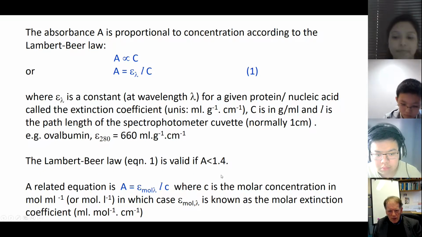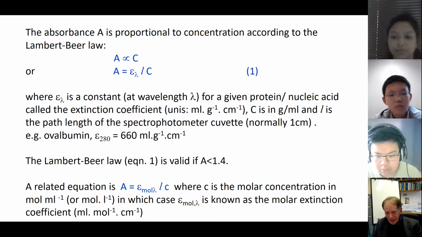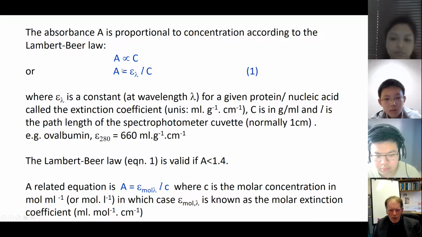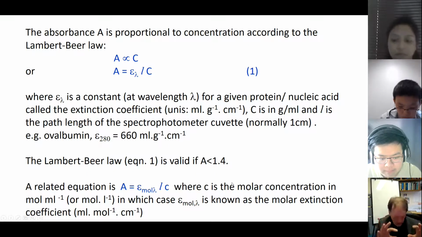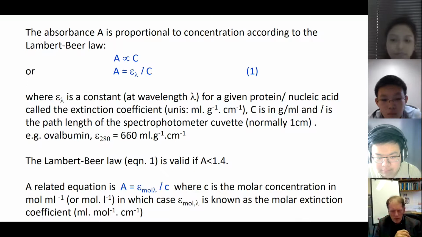This equation only applies up to a value of about 1.4, depending on how accurate and, I suppose, how expensive your spectrophotometer is. But generally speaking, once you go above 1.4, then this law tends to fail. So it's applicable generally only up to absorbance values of 1.4. So if you put your protein solution in a cuvette and you measure the absorbance and you get a reading of greater than 1.4, what should you do?